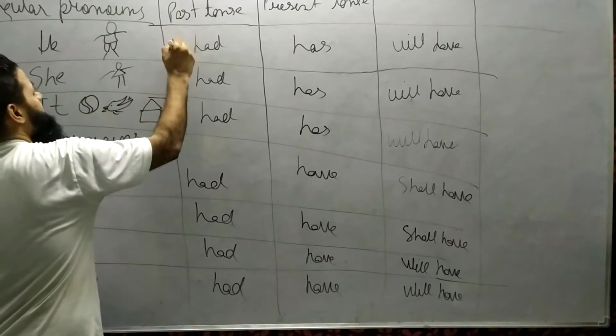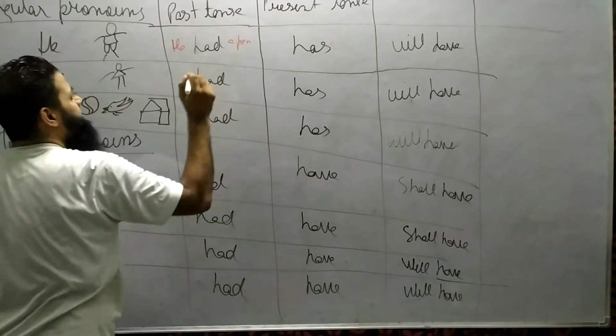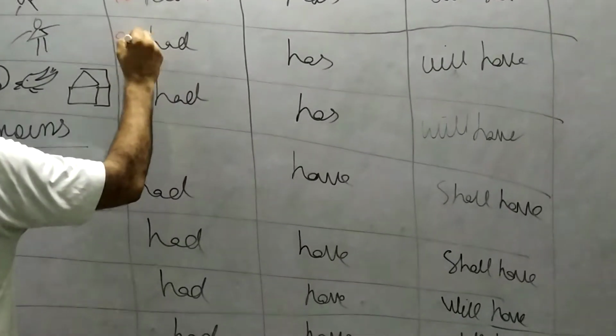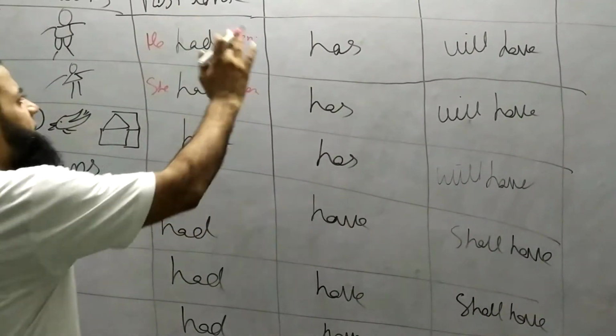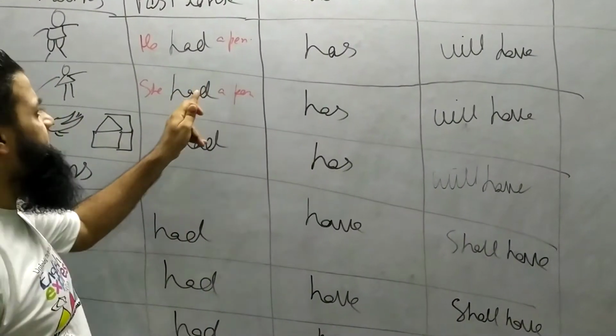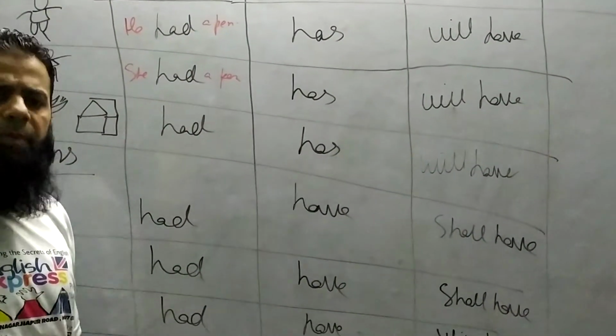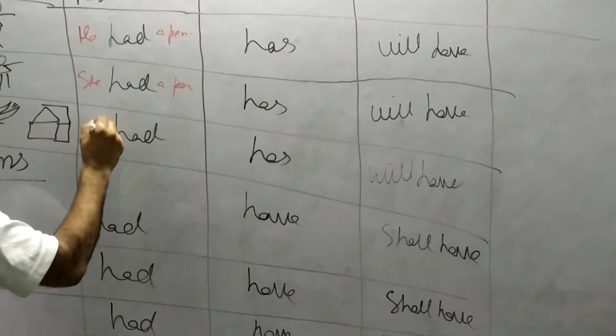She had a pen. She had a pen. Uske paas pen tha. Kisi ladki ke paas? She means ladki ke paas pen tha. She had a pen. Then it means it had a pen.